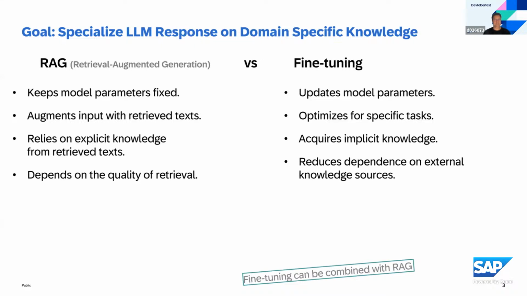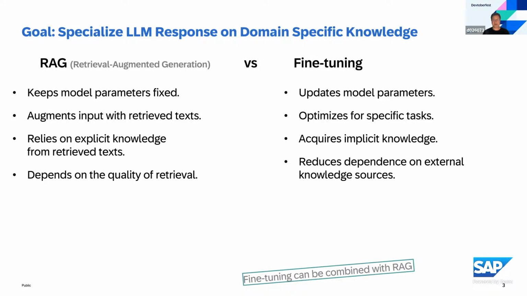So the goal of using LLMs and doing either RAG or fine-tuning is to specialize the large language models on domain-specific tasks. Last year, at DevToberfest, I was showing the Retrieval Augmented Generation approach. Here, the important thing is that the model parameters, the weights of the neural network, are not changed. So they stayed as they were previously trained. However, we augment the input of the user with retrieved context. Therefore, the RAG approach relies on explicit knowledge from these retrieved texts. And we have to take care of the quality of this retrieval because there are some parameters like chunking the domain text into the right size or choosing the right embedding model for it.